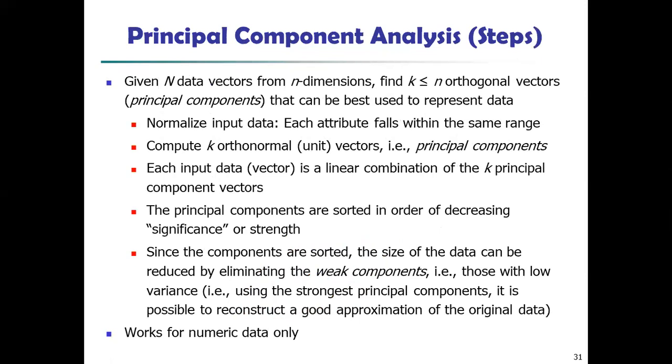So what are the steps we have to follow? Here you have to follow these five steps. First, you have to consider the n data vectors from n dimensions. Now, first one is to normalize the input data. Second one is to compute the k orthogonal vectors. Third one is that each input data vector is a linear combination of the k principal component vectors. Fourth one is that the principal components are sorted in order of decreasing significance or strength. And the last one is, since the components are sorted, the size of the data can be reduced by eliminating the weak components. Okay.